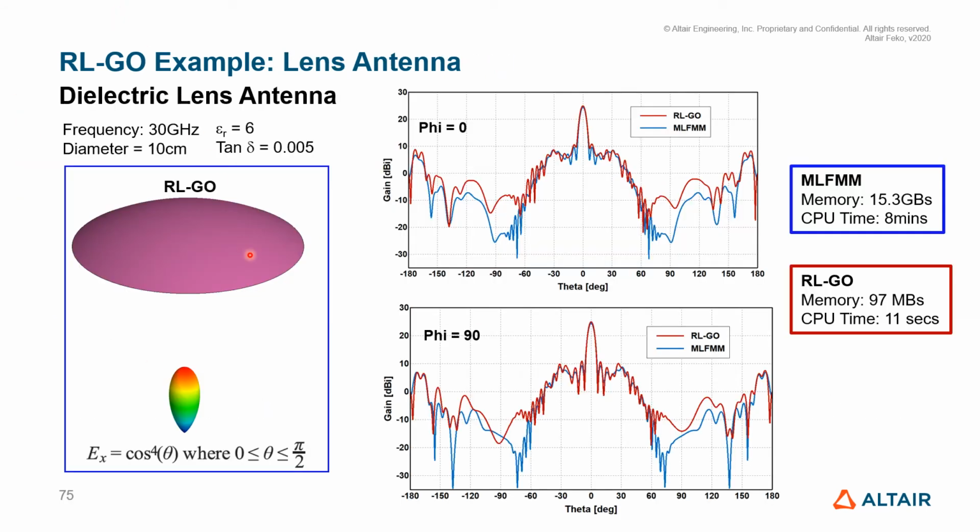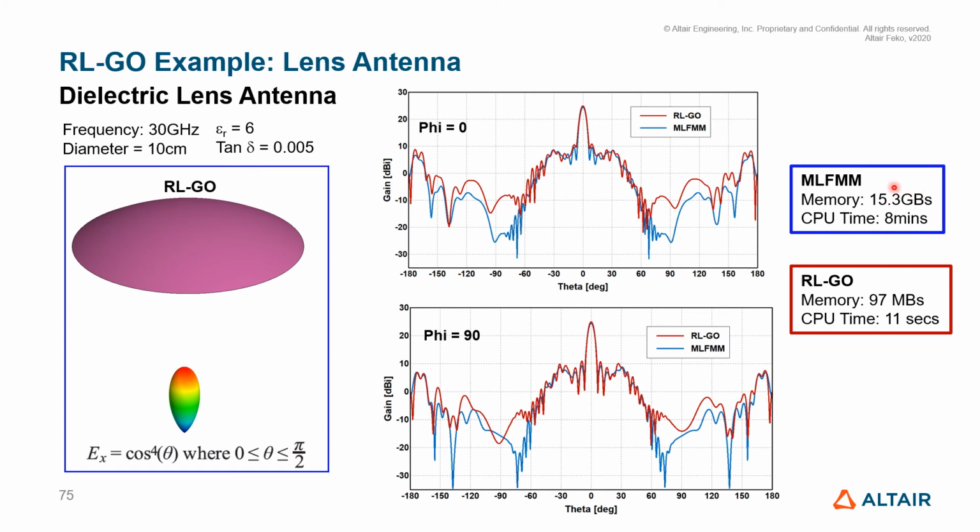Similarly, we consider another example of a lens antenna. This is a dielectric lens with a dielectric constant of 6. And of course, we can generate an analytical radiation pattern for a cos to the power of 4 pattern. And then we can compute the radiation patterns using RLGO. You can see that RLGO, the red line, and MLFMM, where instead of using RLGO on the lens we also use MLFMM, both seem to agree quite nicely in most of the areas.